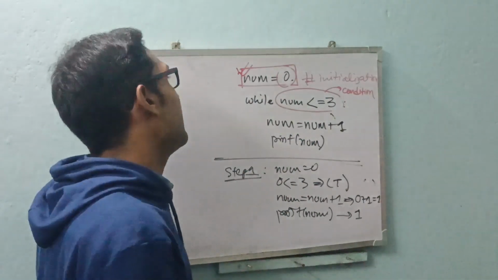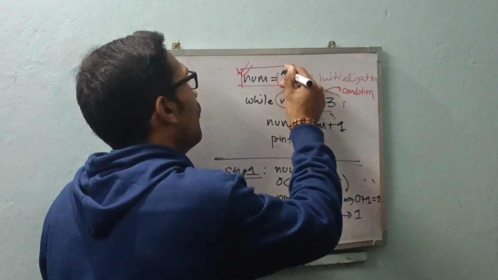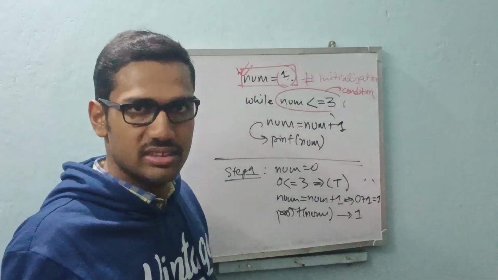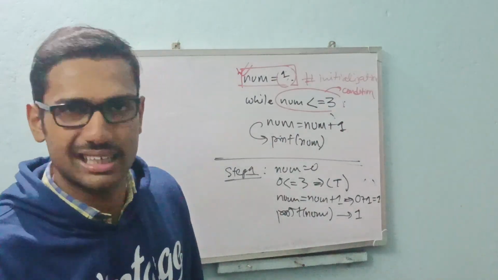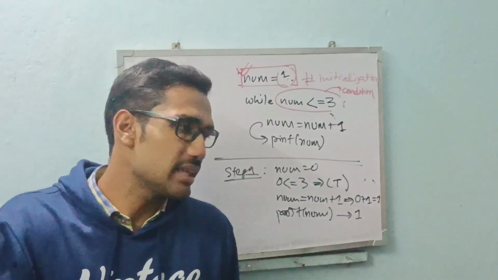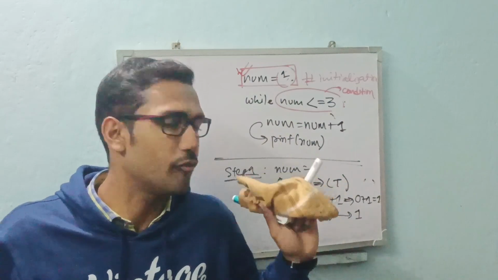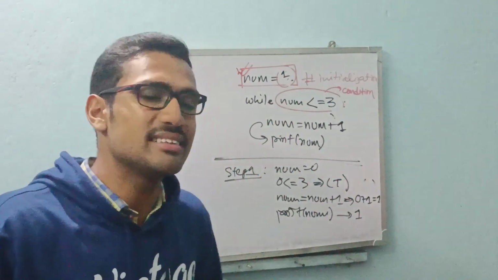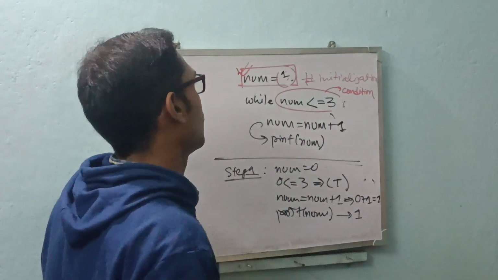But when I am incrementing my value with 1, then in that case num is equals to num plus 1 statement should be after the print statement. So the whole discussion depends on what I have discussed is based on the updation part. Now let me show you the execution of it with this particular code only.